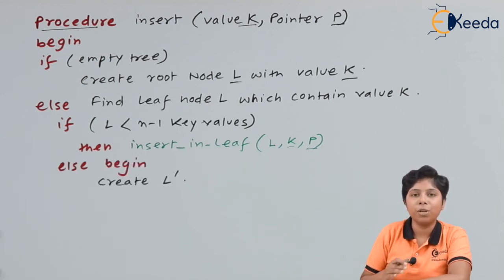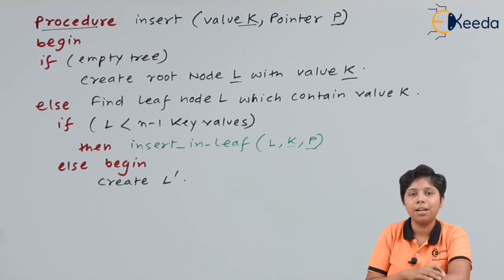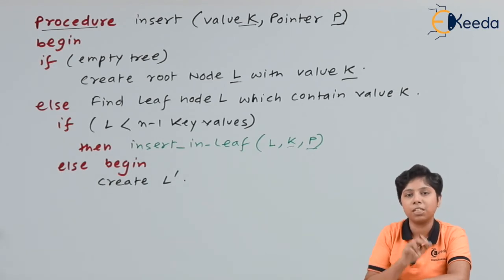Now we will first create another node L dash for the value that we want to add. Now we will have to join this node into our existing B plus tree in such a manner that at the point where the node is split, we need to put the value into the internal node, that means its preceding node.